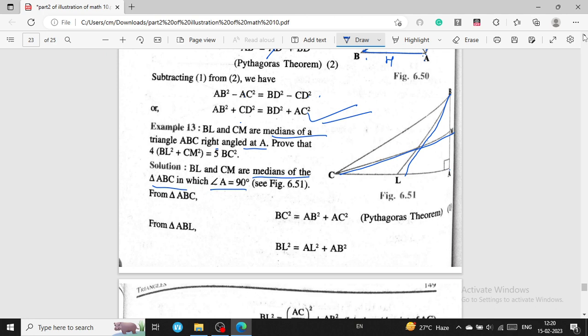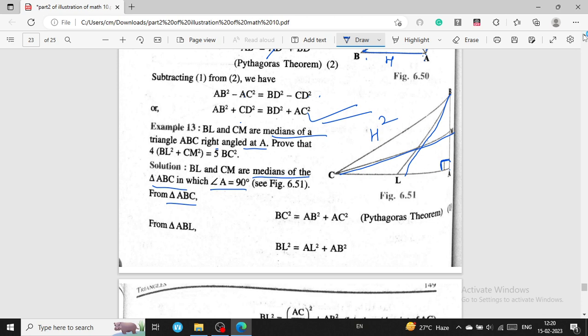Now take the first triangle ABC. This is the whole triangle ABC. In this triangle, BC is taken as the hypotenuse, and is equal to base AB square plus AC square. AC is the perpendicular, because here it shows the 90 degree angle. According to Pythagoras theorem, this is the first equation.